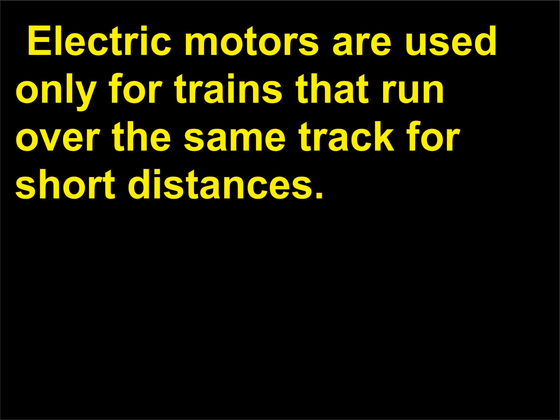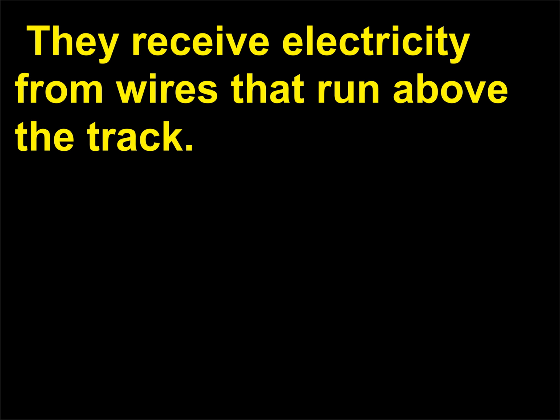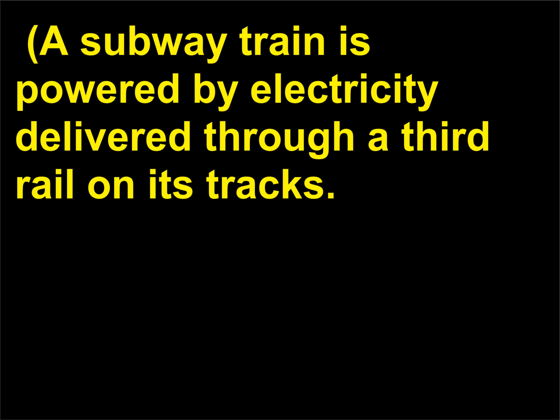Electric motors are used only for trains that run over the same track for short distances. They receive electricity from wires that run above the track. Trolleys and streetcars are types of electric trains. A subway train is powered by electricity delivered through a third rail on its tracks.